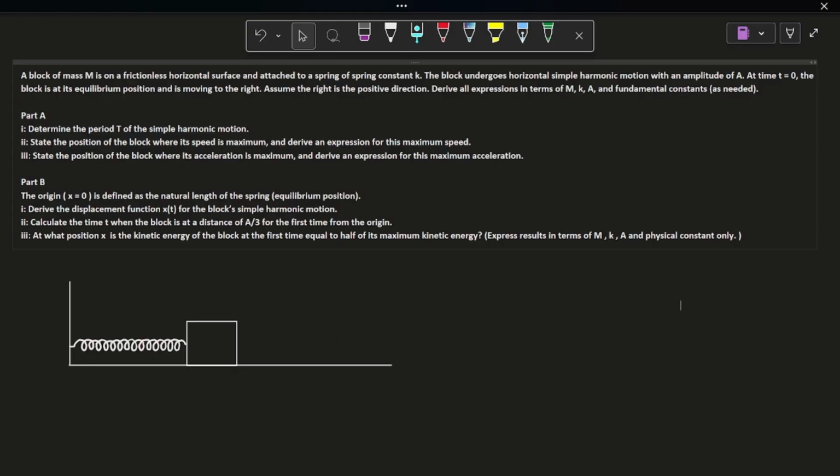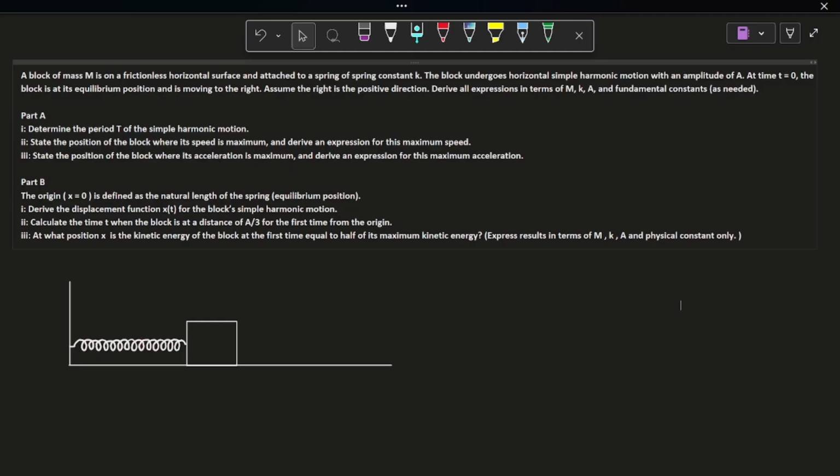At time t equals 0, the block is at its equilibrium position and it is moving to the right. Assume the right is a positive direction. Derive all expressions in terms of m, k, a, and fundamental constants as needed. Part A. 1. Determine the period T of the simple harmonic motion.